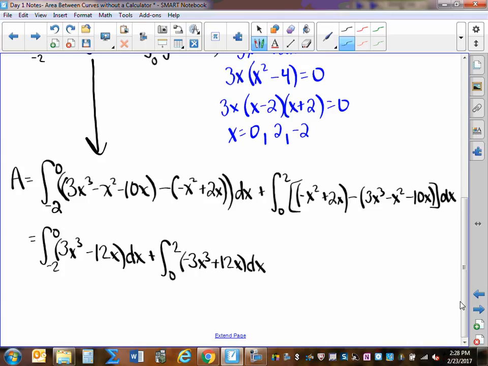When we distribute out this negative, my x squareds end up canceling. I get a negative 2x to be combined with my negative 10x. Over here, I get that negative 3x cubed. Again, your x squareds end up canceling. And then you end up getting positive 10x to combine with 2x squared.